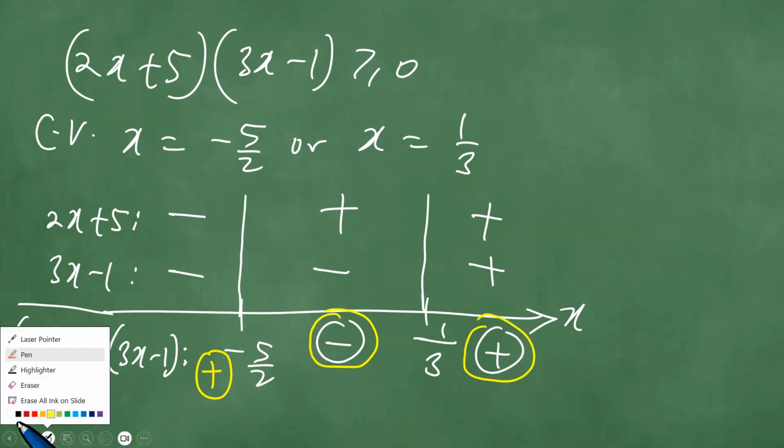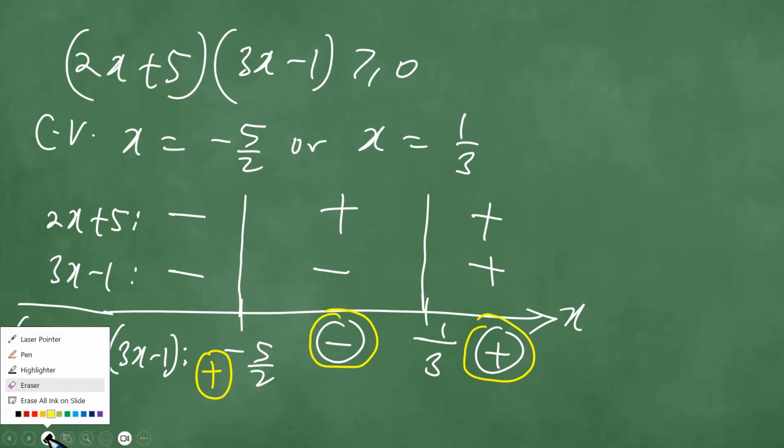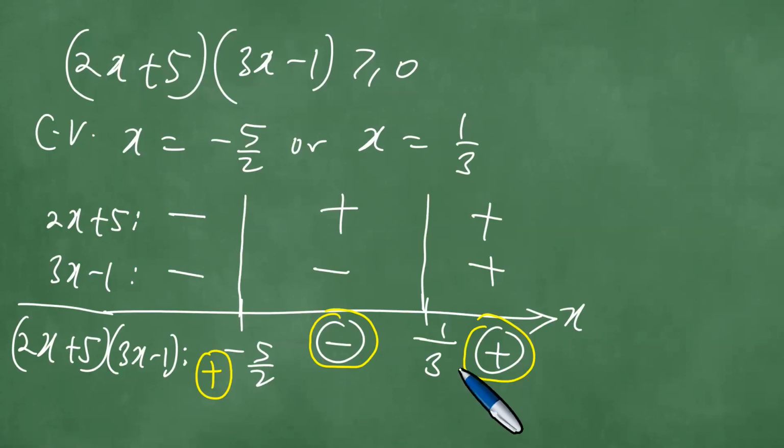Now what we do next is to say if this is greater or equal to 0, we look for the positives. Where are the positives occurring? The positive is this side and the other one is on the other side. So the solutions here are x is less or equal to minus 5 over 2, or x is bigger than that. You can write it on the next slide. So x is less or equal to minus 5 over 2 is this side, plus is this side. To the left is less. So x is less than or equal to minus 5 over 2, or x is bigger or equal to 1/3.